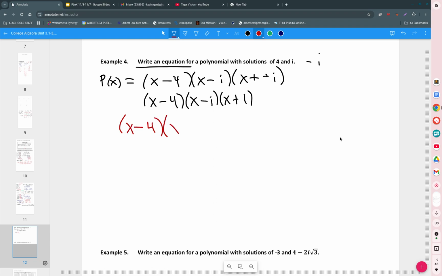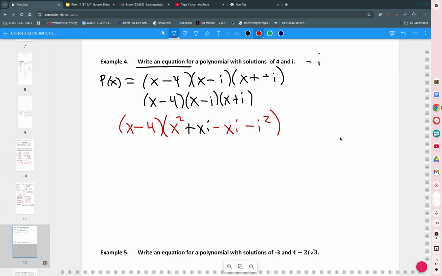x times x is x squared. Whoops, I'm sorry, I wrote a 1 there. I ate a bowl of stupid for breakfast today. x times i is xi. Negative i times x is a negative xi. And negative i times i is a negative i squared.